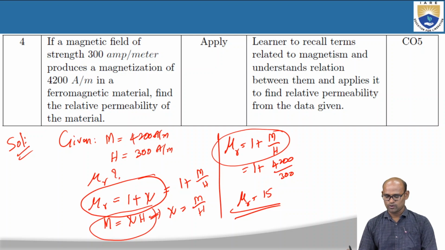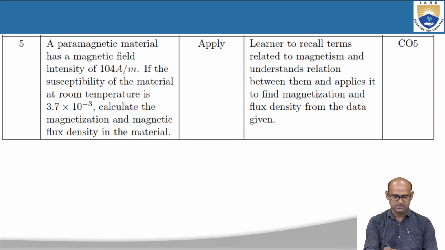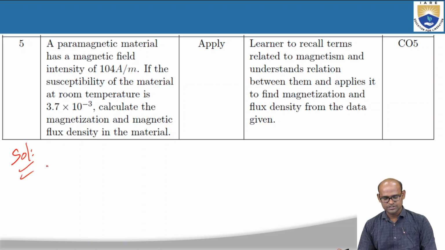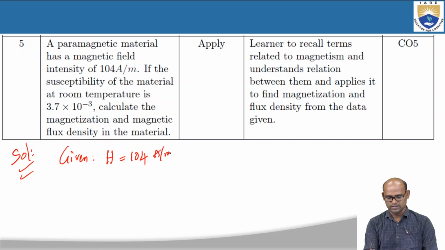So let us go to the next problem in magnetic materials. The paramagnetic material has a magnetic field intensity of 10^4 amperes per meter. The susceptibility of the material at room temperature is 3.7 into 10 power minus 3. Calculate the magnetization and magnetic flux density. So we need to calculate magnetization and magnetic flux density. They have given us the magnetic field intensity H is 10^4 amperes per meter, and susceptibility also they have given, which is 3.7 into 10 power minus 3.